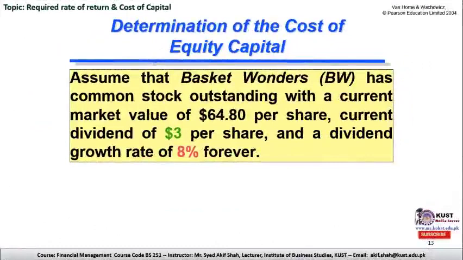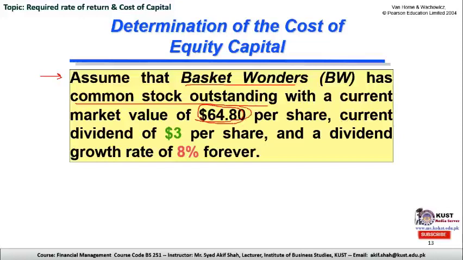Let's take an example to determine the cost of equity capital. Here we have an assumption and a numerical example to explain how to calculate the cost of equity under the constant growth model by utilizing the dividend discount technique. So the case elaborates that Basket Wonder is a company that has common stock outstanding, meaning it has already sold this common stock, with a current market price of $64.80 per share. So P naught is $64.80, which is the current market price of this share.